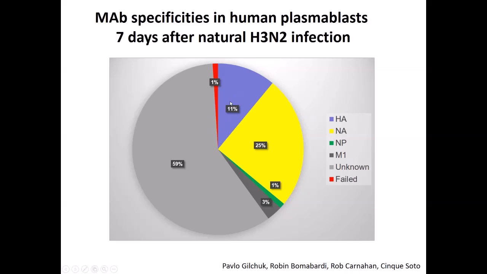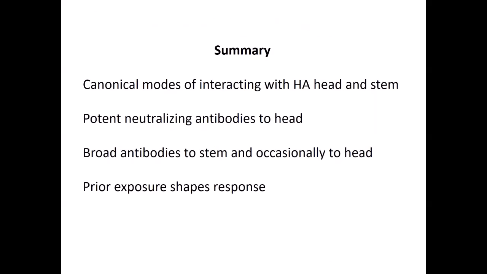Well, you get HA antibodies, 11%, 25% of them NA. We looked at NP and M1 as a minority, but a lot of them are probably to other influenza proteins. So if only 10% of your antibodies are HA, that's a relatively inefficient yield of HA antibodies versus sorting with HA directly. So plasmablast is an interesting technique, but it has some limitations.